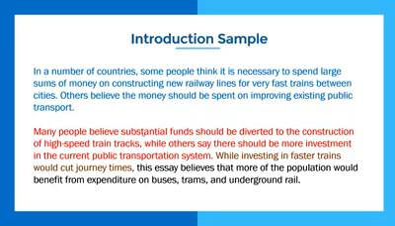Many people believe substantial funds should be diverted to the construction of high-speed train tracks, while others say there should be more investment in the current public transportation system. While investing in faster trains would cut journey times, this essay believes that more of the population would benefit from expenditure on buses, trams, and underground rail. Okay, so feel free to pause the video, have a think about that, think about what I've done there, and everything should become much clearer.